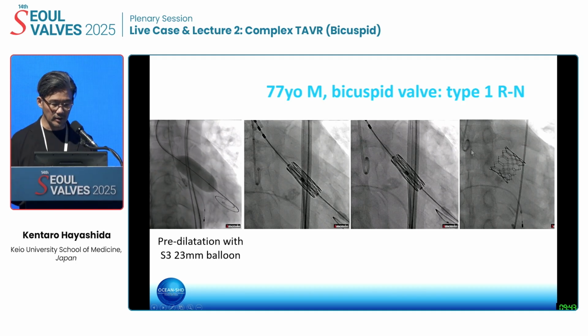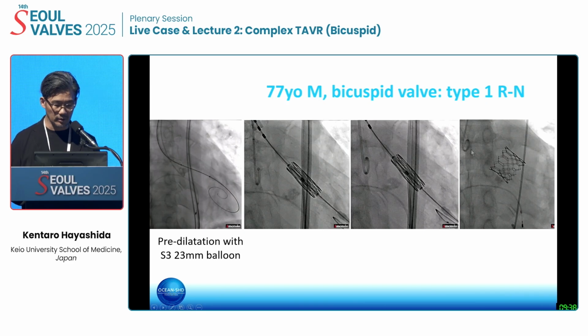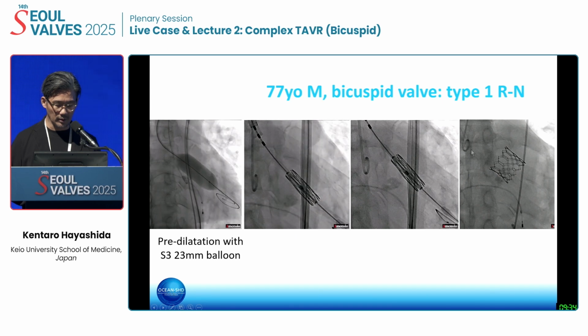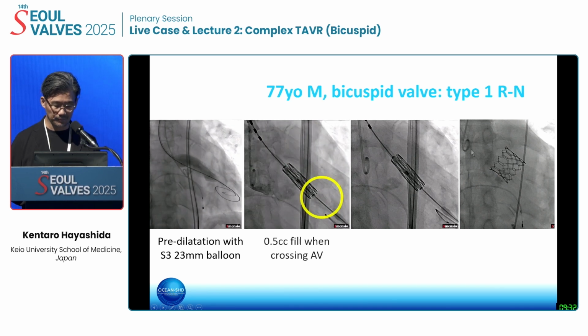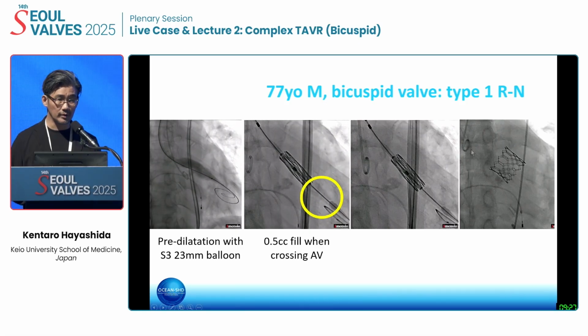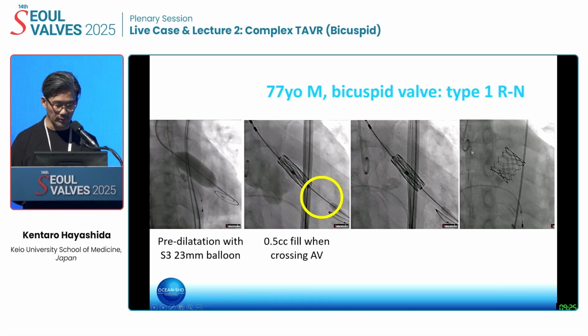And this is the balloon sizing. As you can see, there is a huge calcium chunk on the right and the non-coronary cusp. And we try to deploy the valve a little bit high, but not too high. And to cross the aortic valve, we usually inflate the tip of the balloon a little bit to avoid any friction.